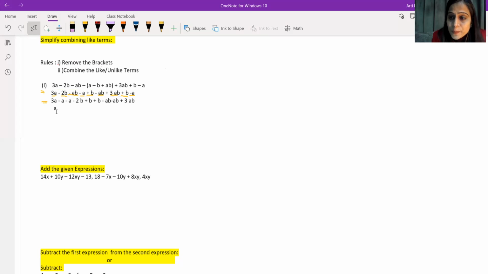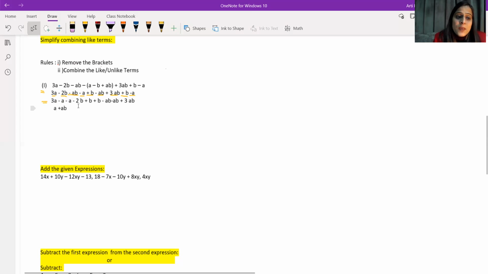The b terms come with coefficient 0. We need not write a 0 numeric coefficient term, right? 0 coefficient means the term will get its value 0. Next is minus ab. We have minus 1 minus 1, it is minus 2 plus 3. So plus 1. We need not write 1, so it is plus AB.